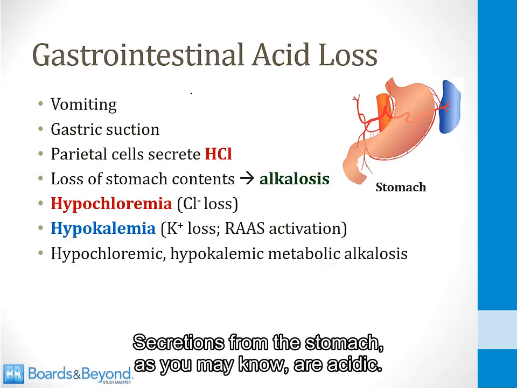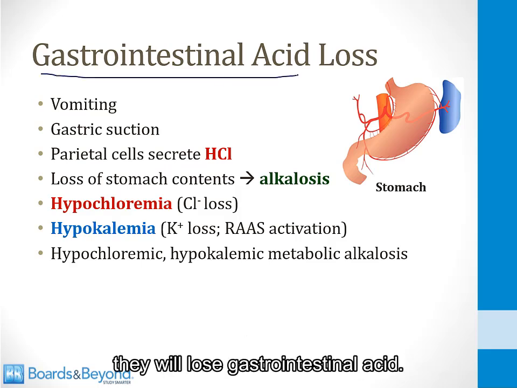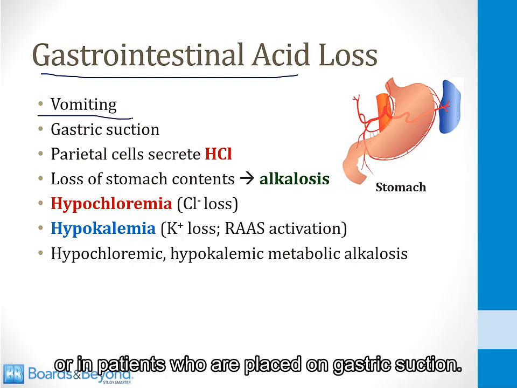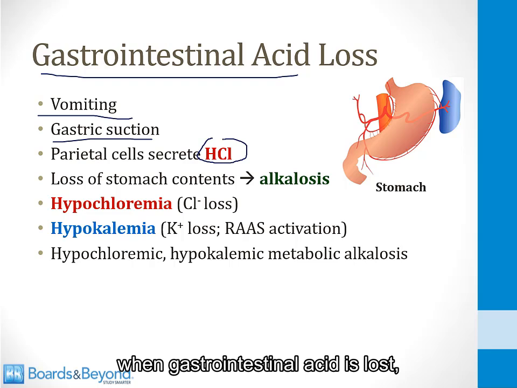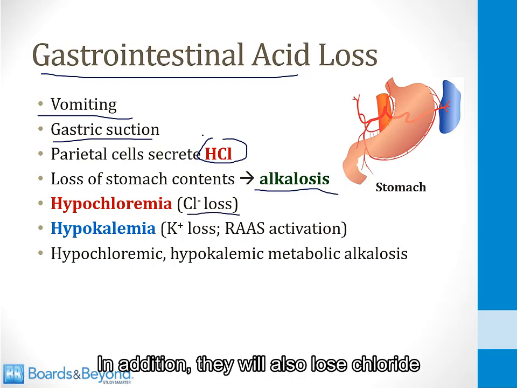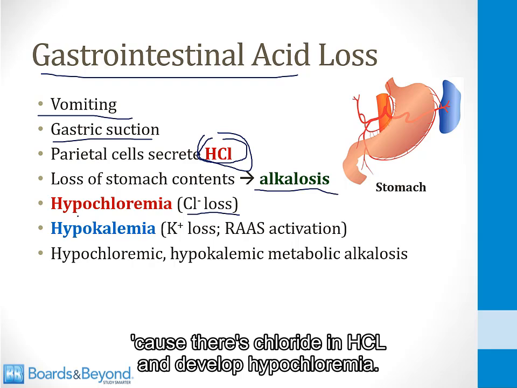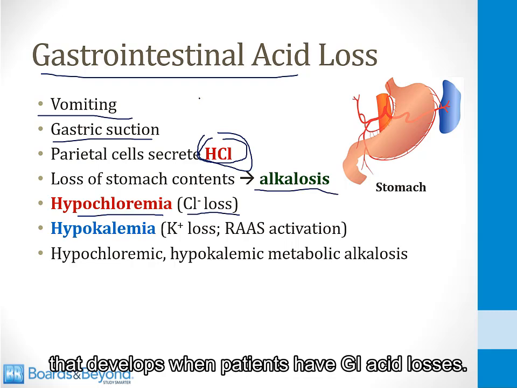Secretions from the stomach, as you may know, are acidic, so when patients lose stomach secretions, they will lose gastrointestinal acid. And this occurs in patients who are vomiting or in patients who are placed on gastric suction. Because parietal cells secrete HCl, when gastrointestinal acid is lost, the patient will lose acid and develop an alkalosis. In addition, they will also lose chloride because there's chloride in HCl and develop hypochloremia. Hypochloremia is a classic feature of the alkalosis that develops when patients have GI acid losses.